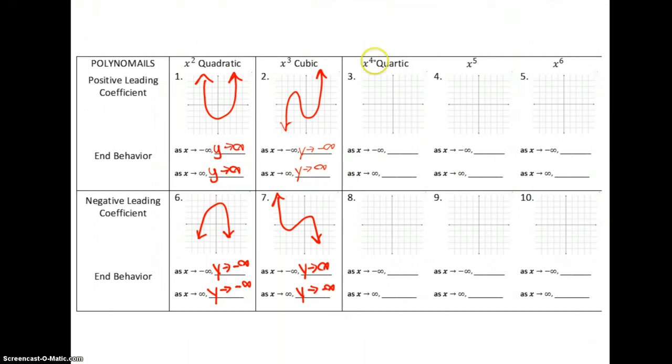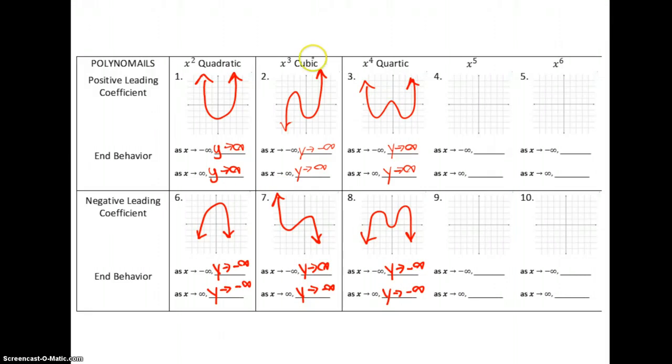For a quartic function, so degree 4, should look something like this. Notice degree 4 has 1, 2, 3 turns. Notice that both the arrows are pointing up, so both end behaviors, as x goes to negative or positive infinity, y goes to positive infinity. If you have a negative leading coefficient, it takes both arrows and points them down. Now that the arrows are pointing down, both of our y's are going to negative infinity.